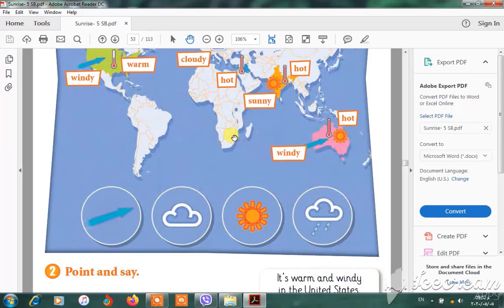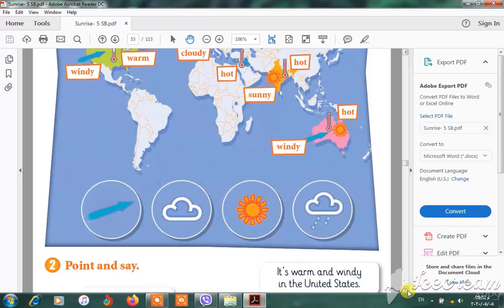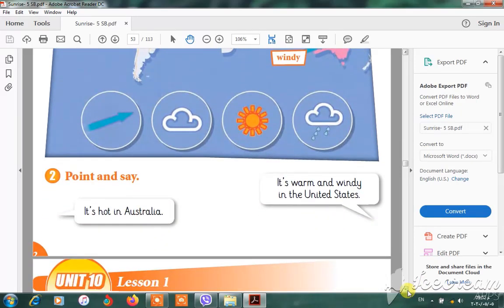Do you understand Lesson 1? It's about different types of weather: cold, warm, hot, wet. And number two, point and say. There are two sentences about the weather in different countries. It's hot in Australia. How's the weather in Australia? It's hot. And what about the United States? It's warm and windy.